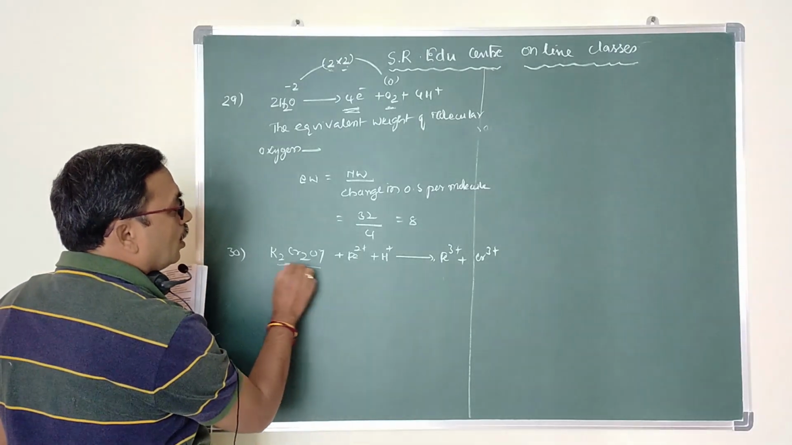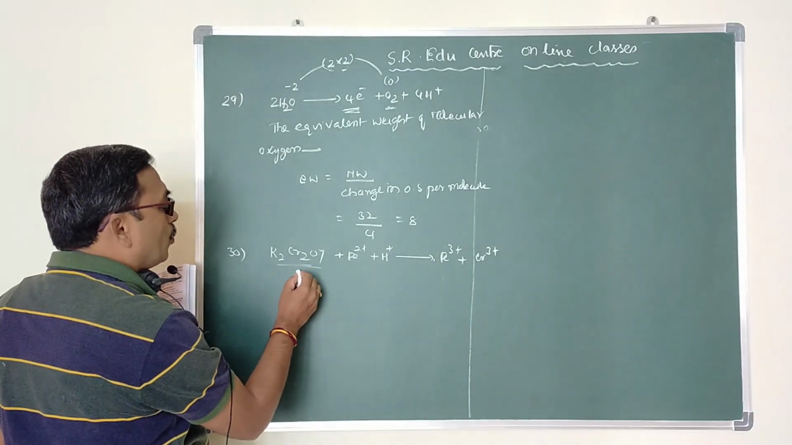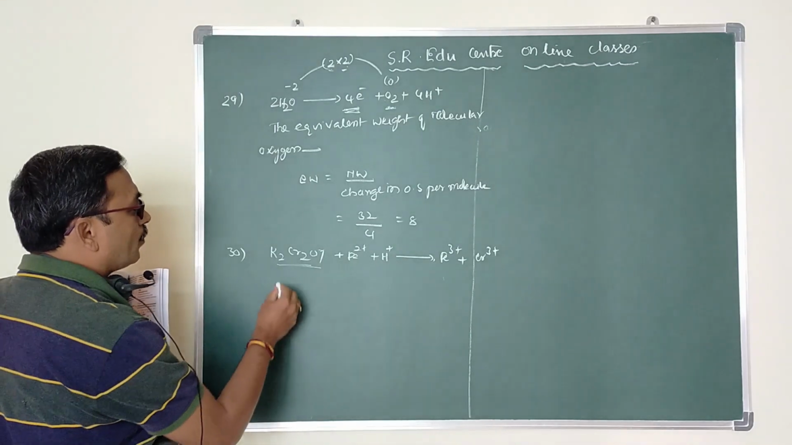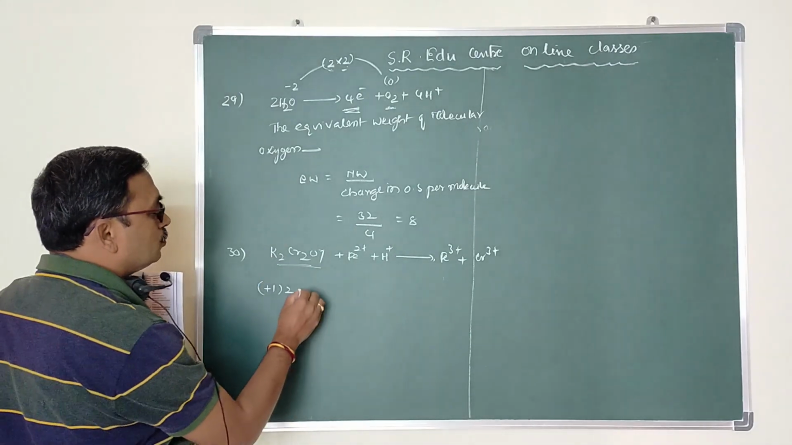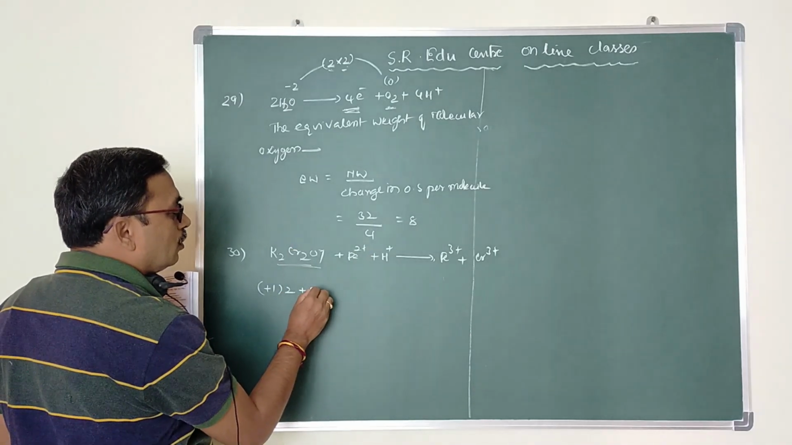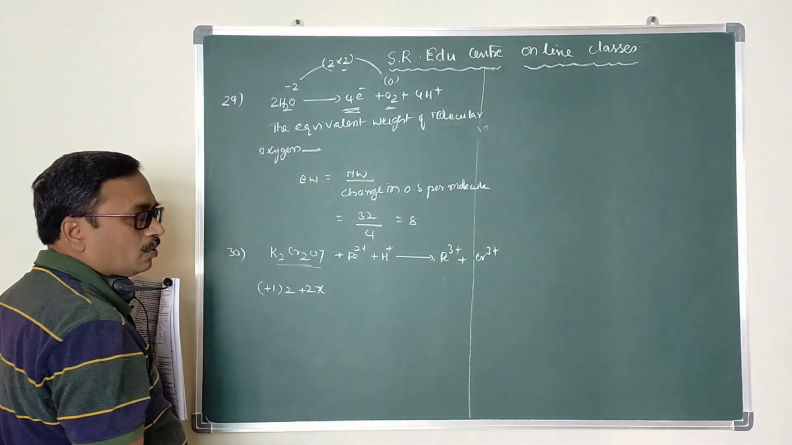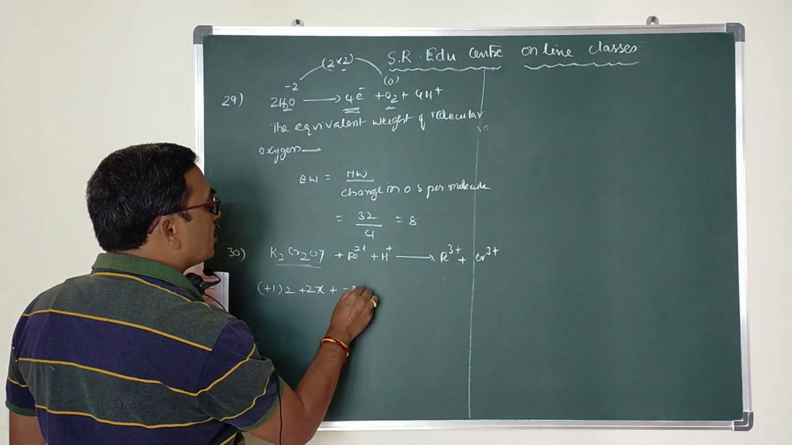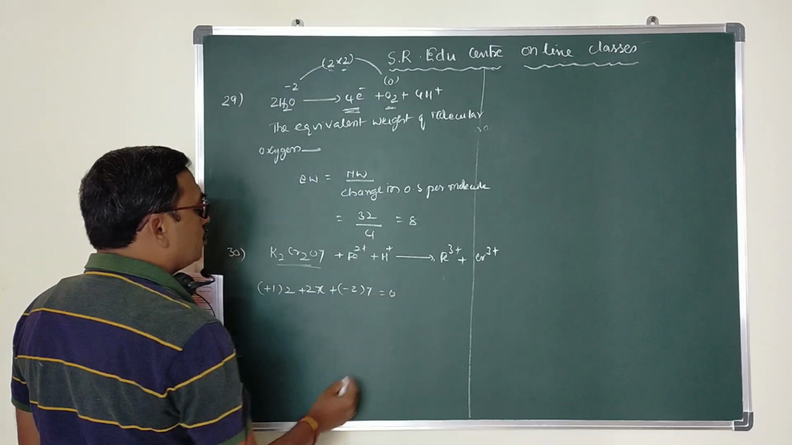Here we have to find out the equivalent weight of potassium dichromate. In potassium dichromate, we have to find out the oxidation state of chromium. Potassium is +1. There are 2 atoms, so multiplying with 2. We have to find out the oxidation state of chromium. Therefore, I am saying it is x. But 2 atoms are there, so I am writing 2x. Oxidation state of oxygen is -2. There are 7 atoms, so multiplying with 7, is equal to 0.